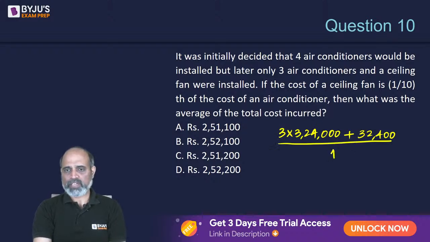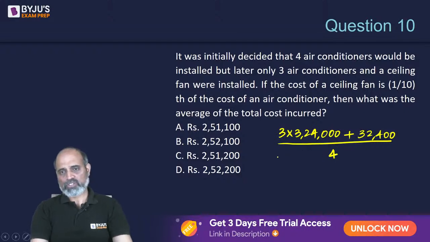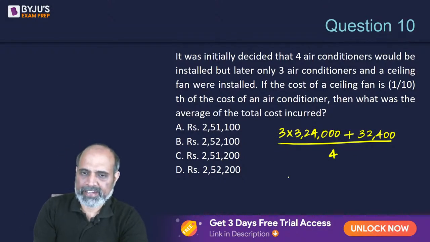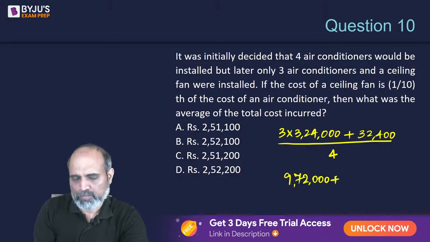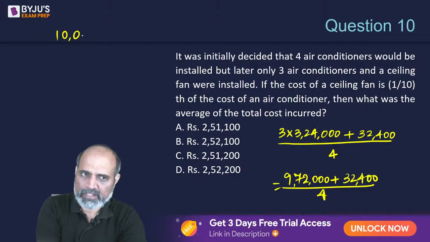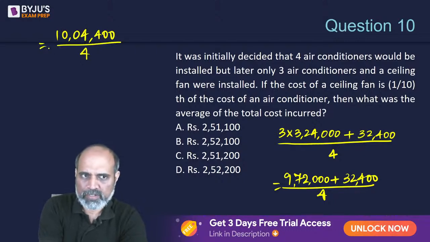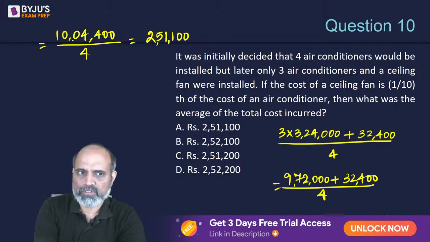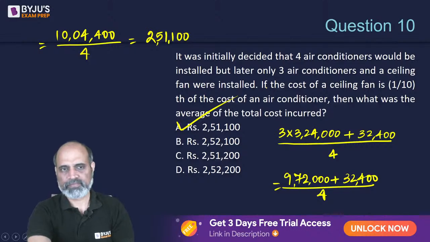So the average cost is going to be, total 4 items exist. So this is going to be less than 9 lakhs. So 3,24,000 into 3, that will be 9,72,000 plus 32,400, whole divided by 4. So this becomes 10,04,400 divided by 4. And now if we divide this entire thing by 4, this is going to give us 2,51,100, right? 1/4 of 10 or 1004 is 251, 1/4 of 400 is 100. So option A, right? Okay.